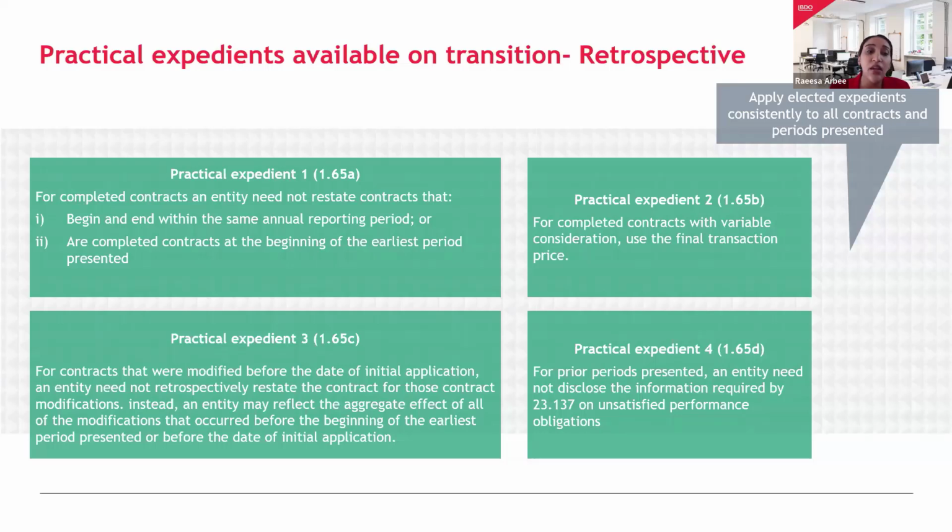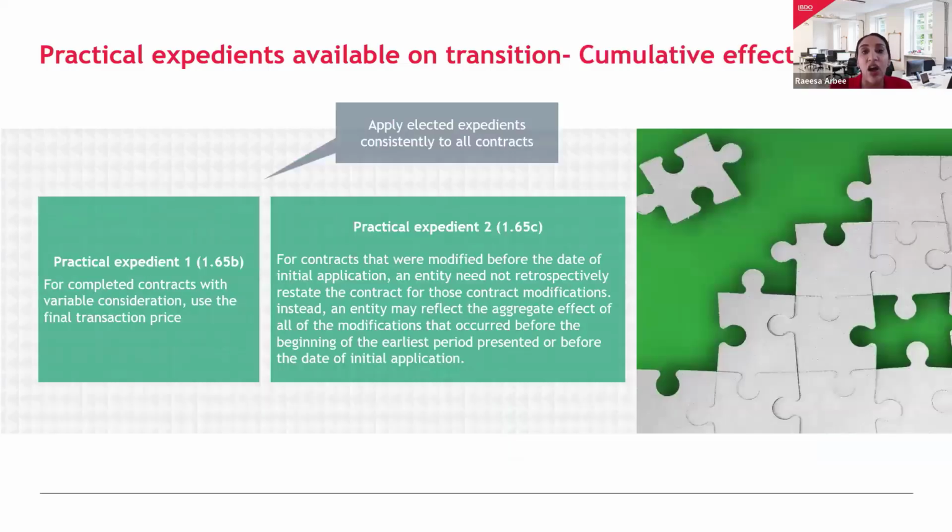Okay. On the next slide, we have the 2 expedients that are available to you if you elect to apply the cumulative effect method. Similarly, you can choose to apply one or both or none, but once you've elected them, you need to apply it consistently to all contracts. So the first is around completed contracts with variable consideration.